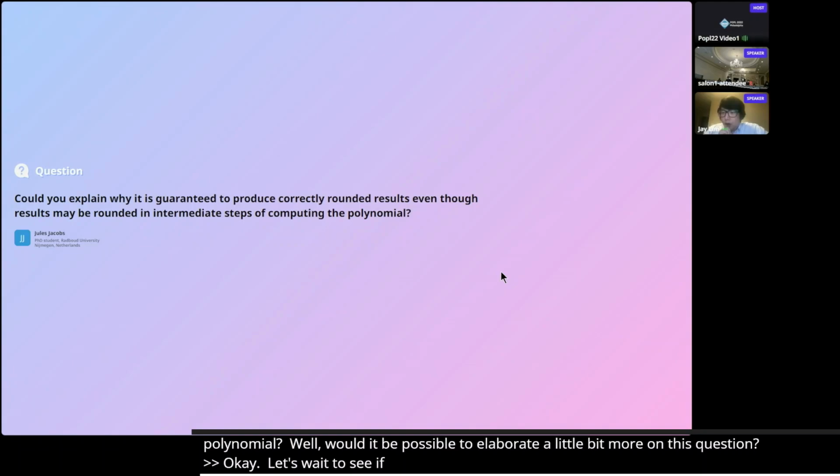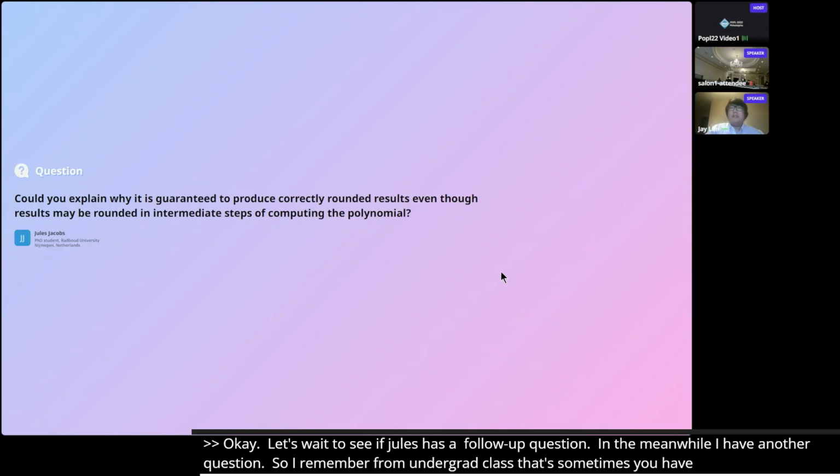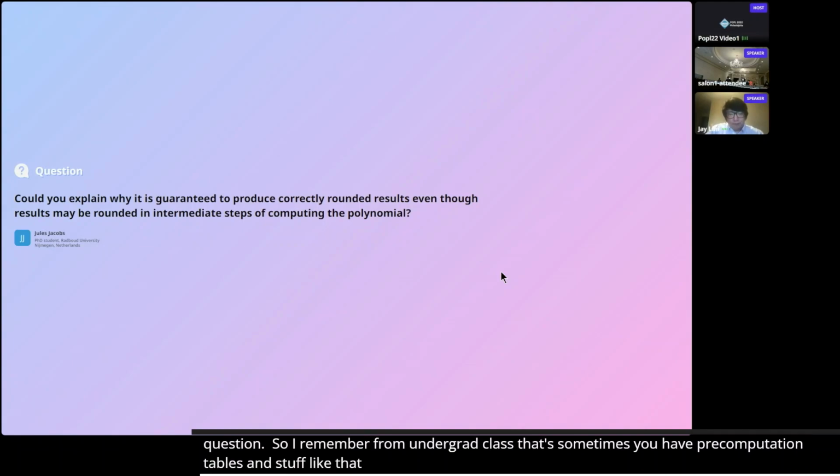In the meanwhile, I have another question. I remember from undergrad classes that sometimes you have pre-computation tables and stuff like that on some architectures, in particular Itanium. Is it correct that you're completely bypassing those methods in favor of just one polynomial to rule them all?